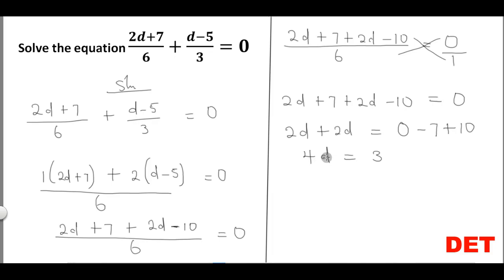To look for the value of d, I will have to divide both sides of the equation by the coefficient of d, which is 4. So this is divided by 4, divided by 4, so that this 4 cancels out this 4, and that makes d stand alone. So my d will be equal to 3 over 4. This is the value of d in this equation. D is equal to 3 over 4.